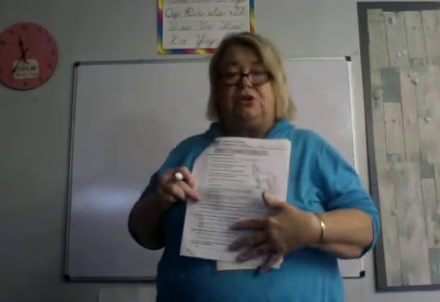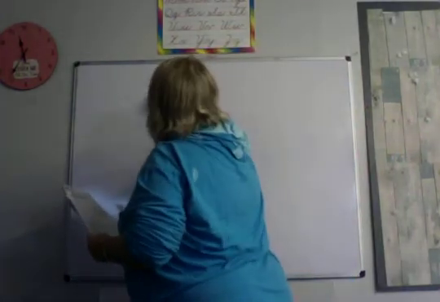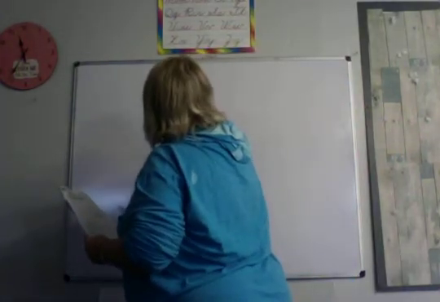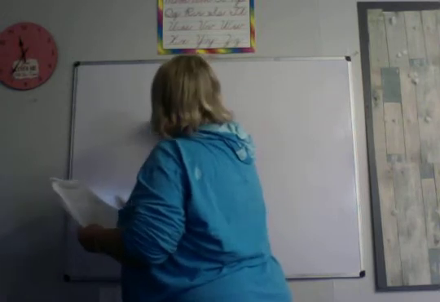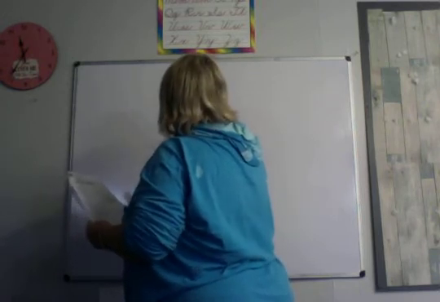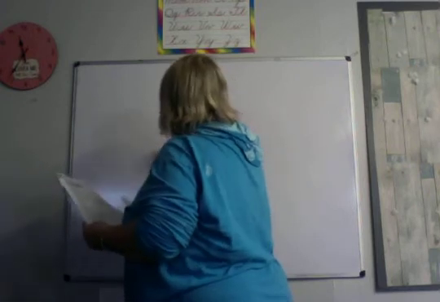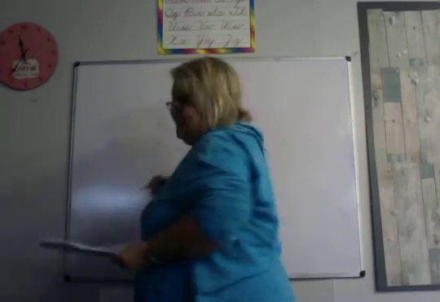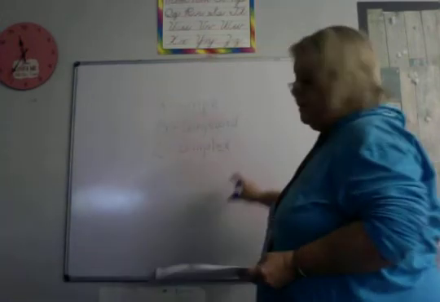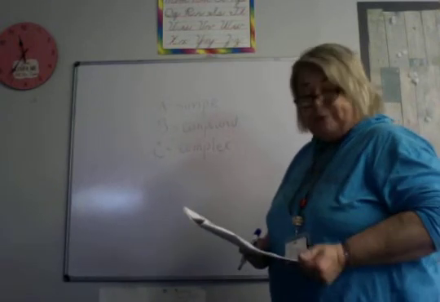So on this worksheet, you will be deciding if it is a simple sentence, you will put the letter A in the blank. If it is a compound sentence, you will put the letter B in the blank. And if it is a complex sentence, you will put the letter C in the blank. All right? So you're going to do that for 1 through 10.